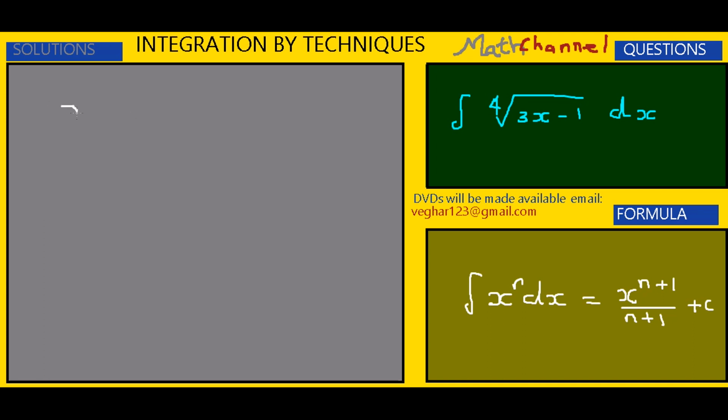So we know that x raised to 4 is a function, and 3x minus 1 is also a function. So we see this one. If we can take 3x minus 1 and put it inside of this one, we can see that 3x minus 1 is inside of a function.